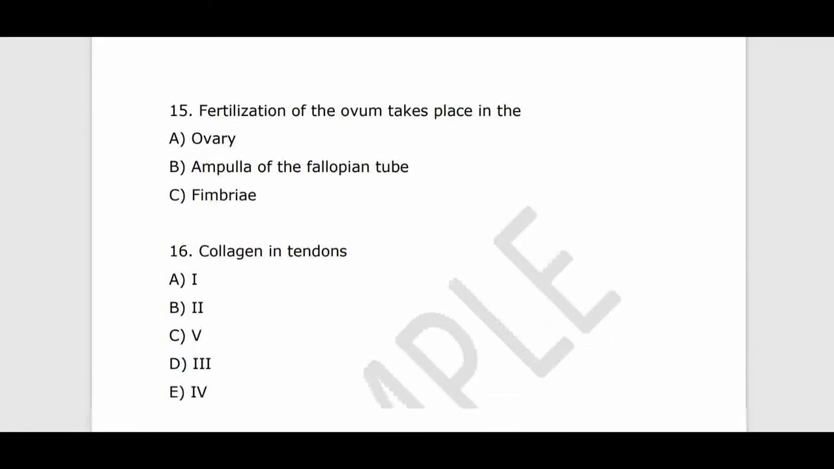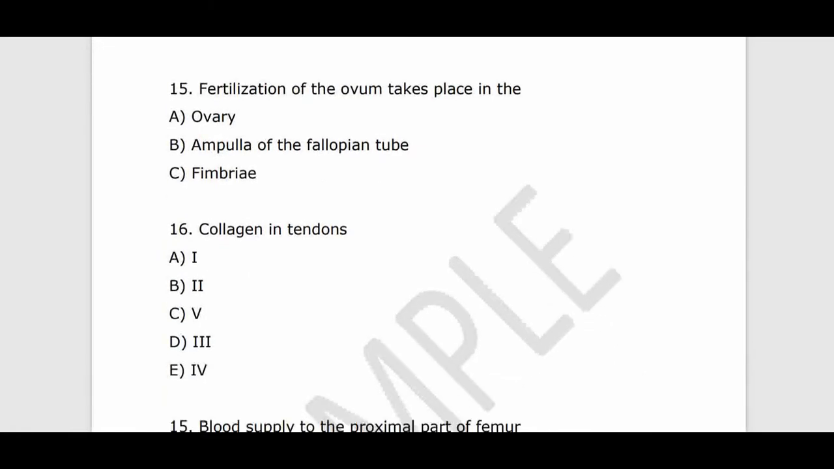Fertilization of the ovum takes place in the, I don't think I should spend time on this, takes place in the ampulla. All right, and then it starts moving down for implantation. The ampulla is the widest part of the fallopian tube. Okay.